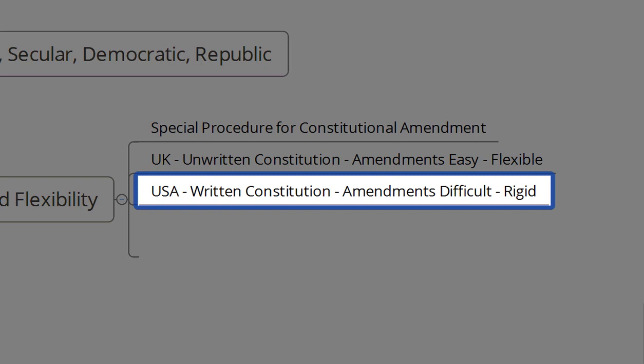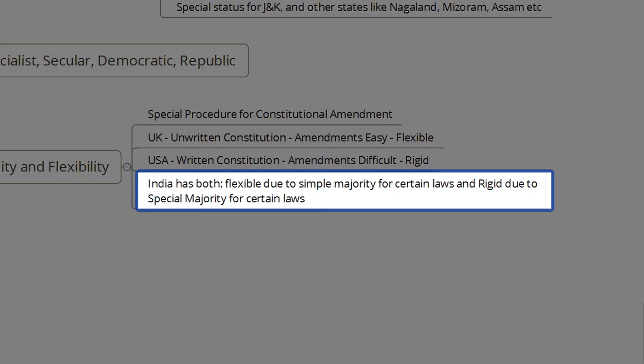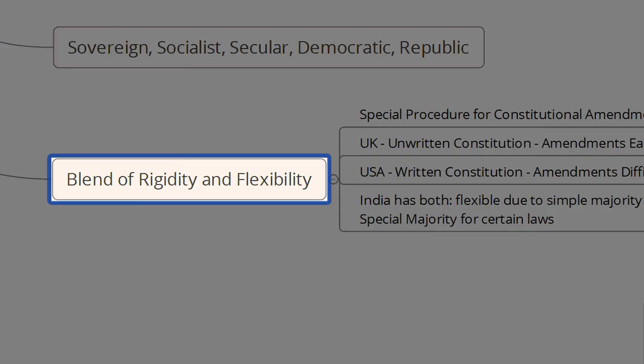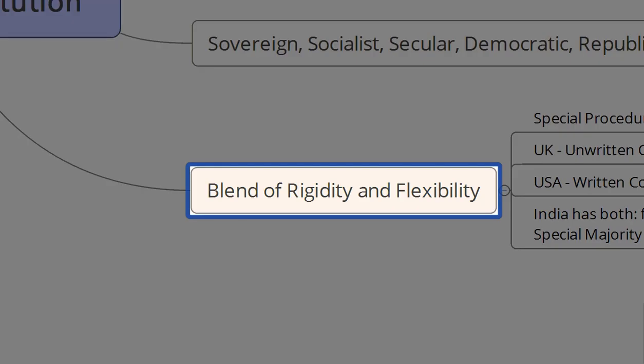it a rigid constitution. India is a mix of both flexibility as well as rigidity. The reason is that there are certain laws where we need a simple majority, hence it is flexible. And there are certain laws where we need a special majority, and therefore it is difficult and hence it is rigid. So that's why our constitution has a blend of both rigidity and flexibility.